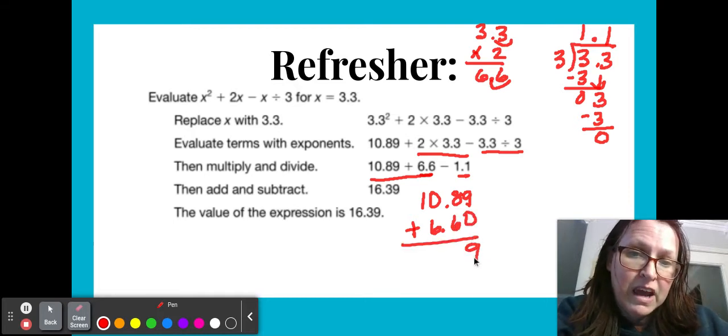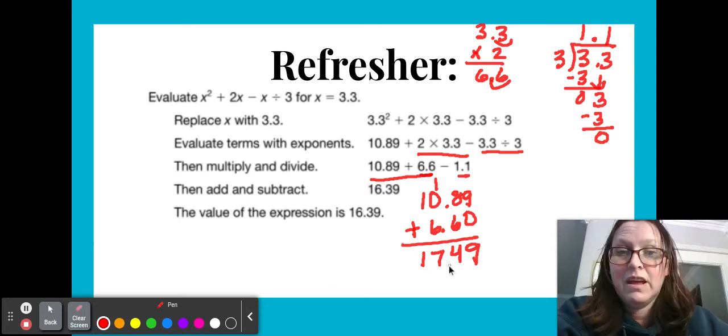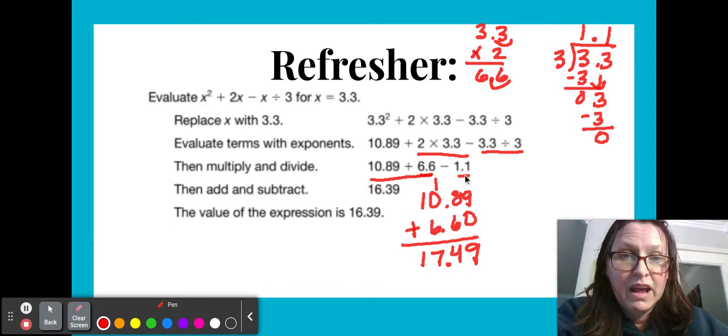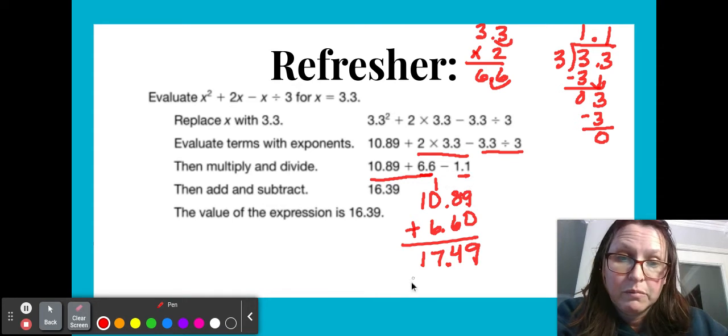9 plus 0 is 9. 8 plus 6 is 14. 6 plus 0 plus 1 is 7. 1 plus nothing is 1. Now I bring my decimal down, and now I'm going to do the minus 1.1.